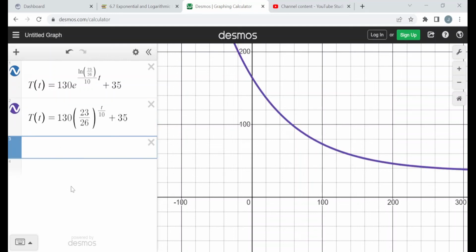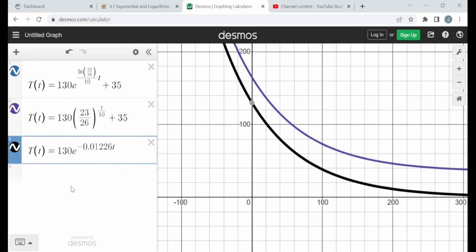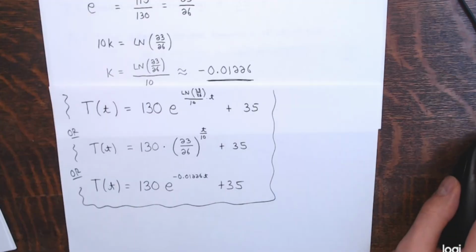Or you could use that rounded version of k. T of t equals 130 times e raised to the negative 0.01226 times t, and plus 35 after. And you see it's not exactly the same, but it's basically the same. It doesn't have exactly the same values. They're a little bit off, but they're so close, they look exactly the same. So again, either one of these models is totally fine to use for this cooling problem here.